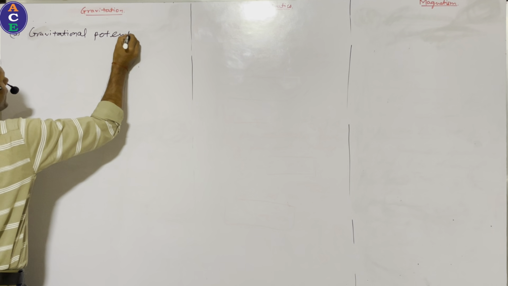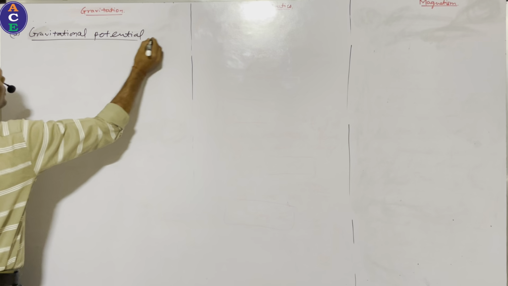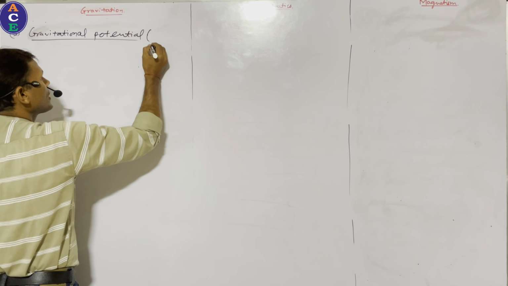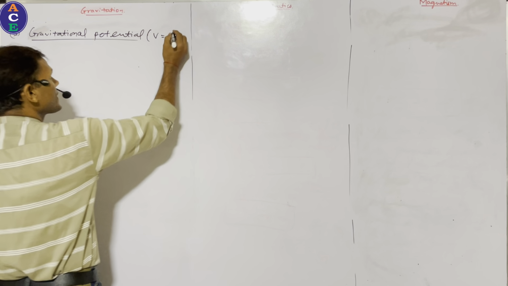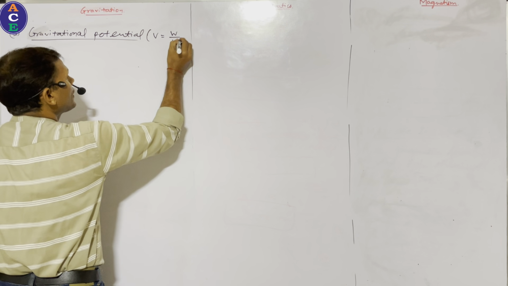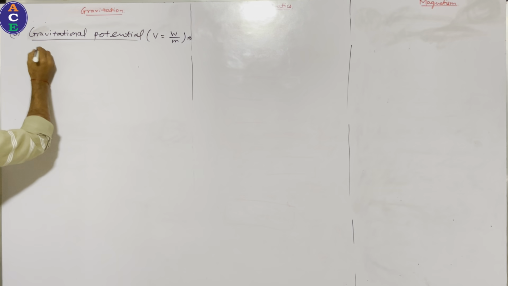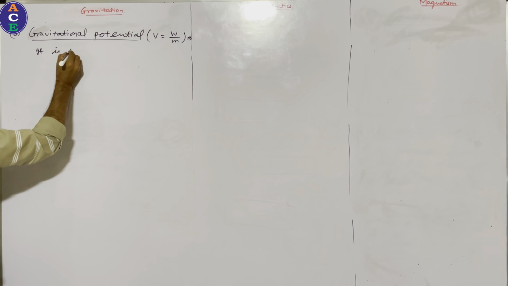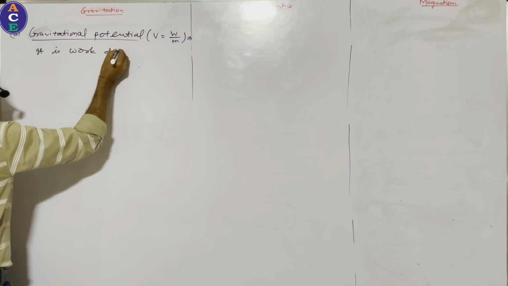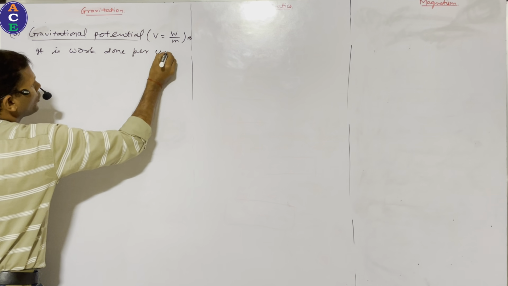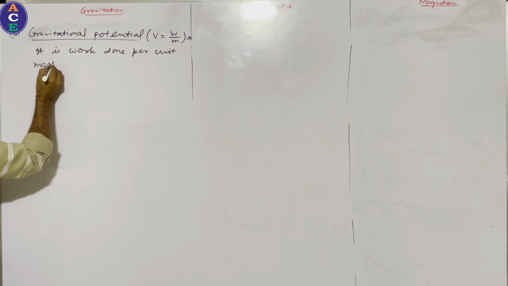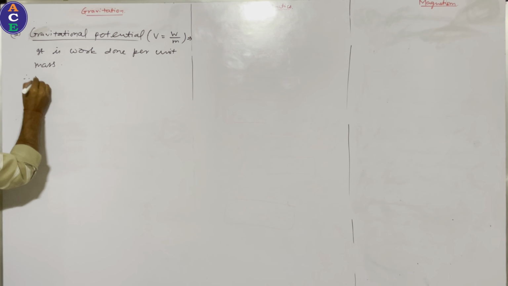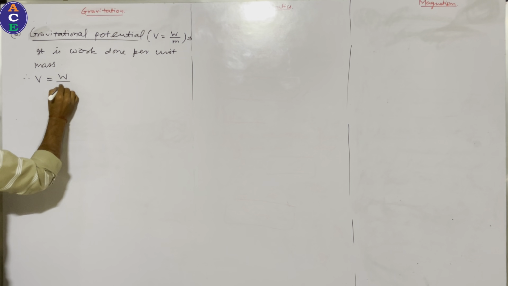Gravitational potential. What is the gravitational potential? Gravitational potential I will represent by V, which is work done per unit mass. So simply we will define it as work done per unit mass. So gravitational potential V is work done per unit mass.